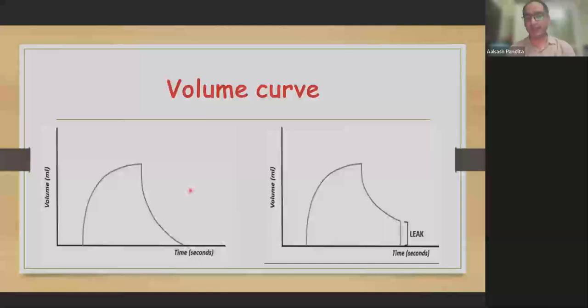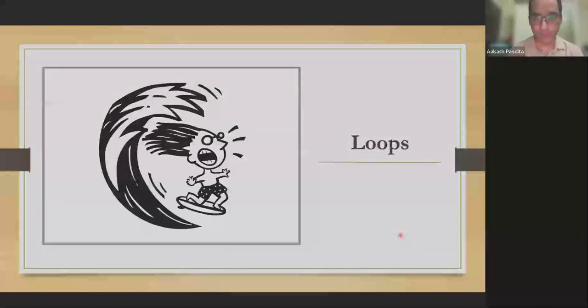Coming to the third scalar, which is the volume curve, it tells us about the leak, which is not possible with the flow curve or the pressure curve unless the leaks are very large. Here, the patient had a small ET tube and there was a peritubal leak, and we can see that the volume has not reached the baseline. This is because of the leak, and this can be easily detected with the help of this volume curve.